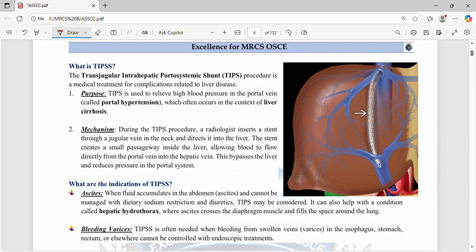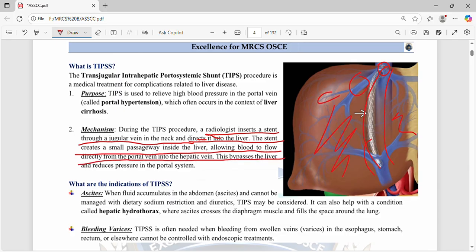So these are your hepatic veins. You join the hepatic veins directly to the portal vein, in this cirrhotic patient. During the TIPS procedure, a radiologist inserts a stent through the jugular vein in the neck and directs it into the liver. The stent creates a small passageway inside the liver, allowing blood to flow directly from the portal vein to the hepatic veins. This bypasses the damaged liver to reduce the pressure in the portal system.